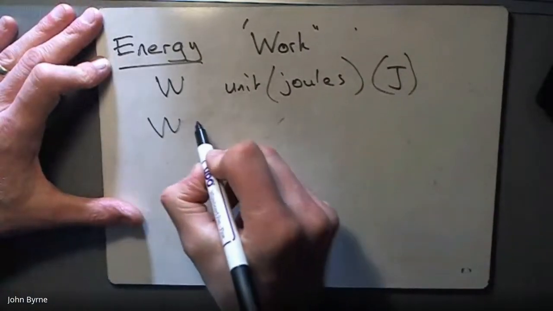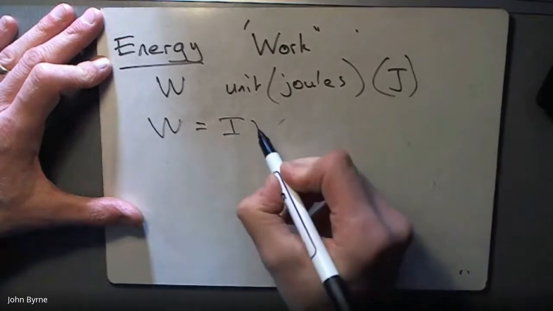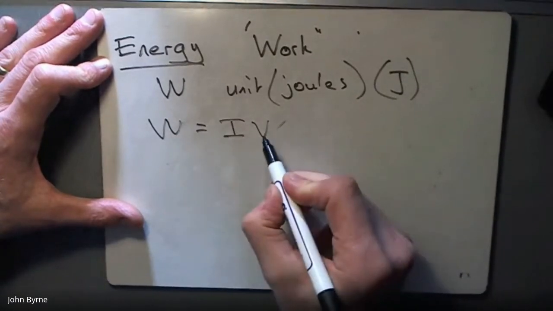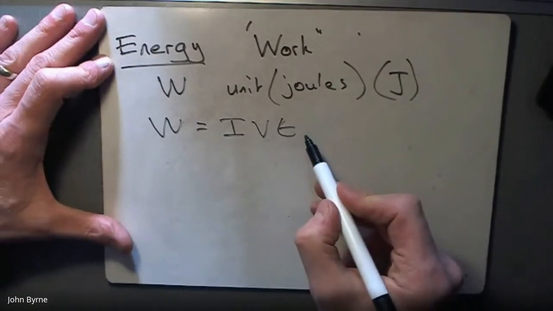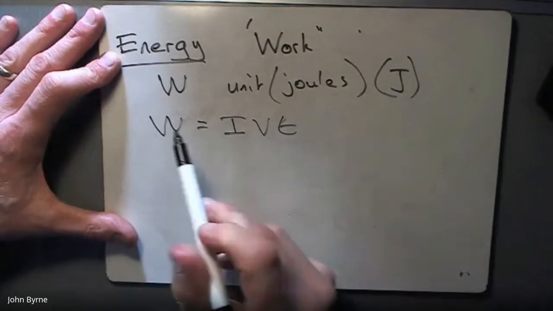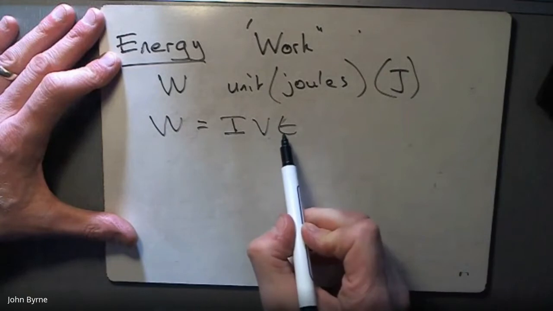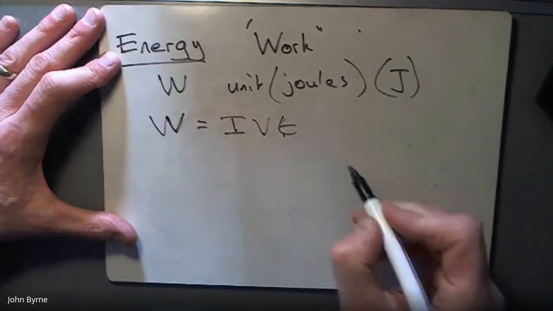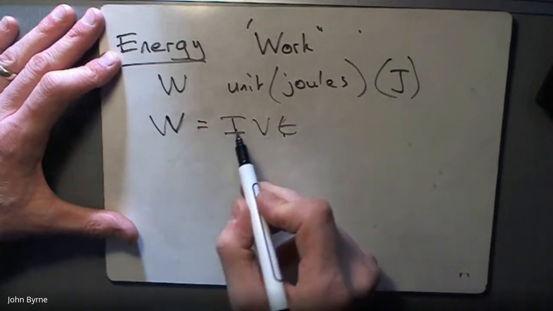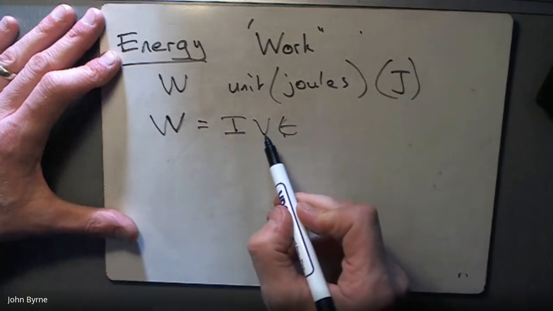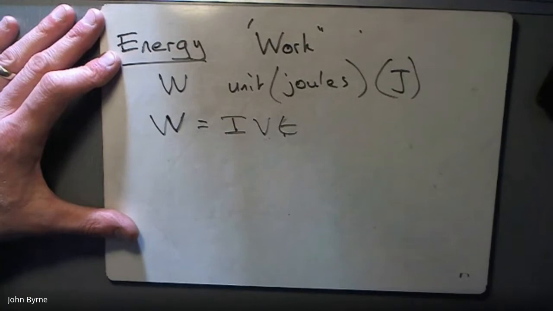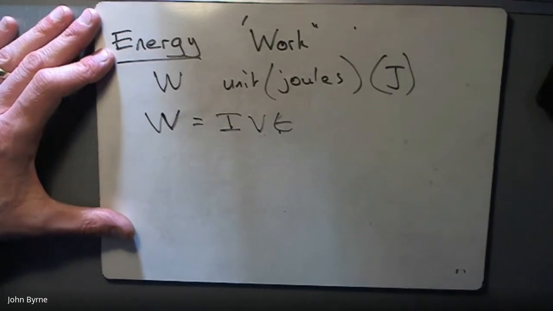Okay, and the formula is this. We can work it out. We can't measure it directly, but we can measure the current. We can measure the voltage, and we can also time how long that circuit's been on. And we get this relationship here. W equals IVT. And we know what we've seen in the video. We know what current is, measured in amps, V is volts or potential difference, and T is just time in seconds.